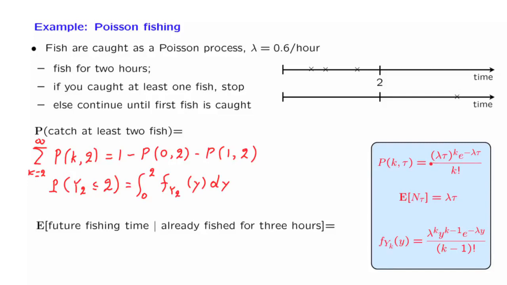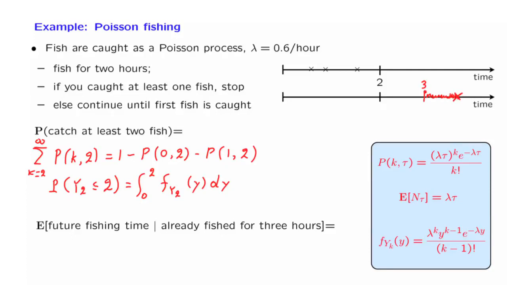The next question is the following. Suppose that you already fished for 3 hours. This is something that can only happen under this second scenario. So no fish have been caught until time 2, you continue, no fish were caught until time 3. And given that this event has occurred, what is the expected value of the future fishing time? The expected value until a fish gets caught for the first time.